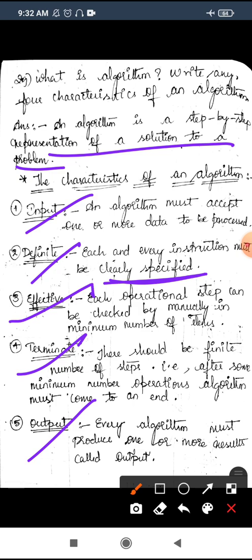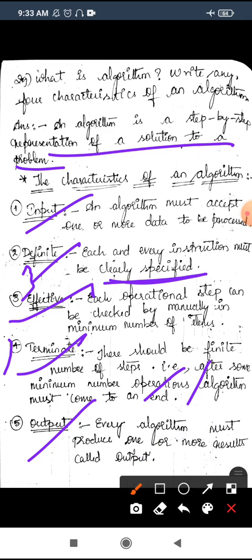So next, terminate. Terminate means there should be a finite number of steps. After some minimum number of operations, the algorithm must end. So an algorithm always must come to an end after performing certain steps. Output. Every algorithm must produce an output. So this is considered as the result for the given algorithm. So these are the 5 characteristics of an algorithm, dear students.